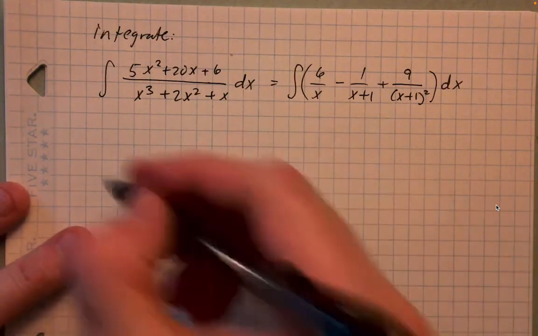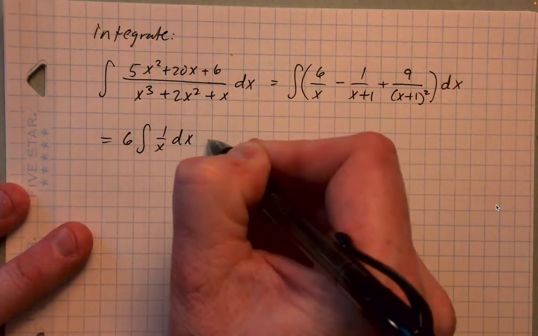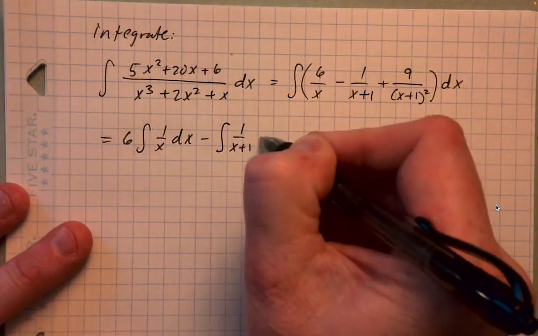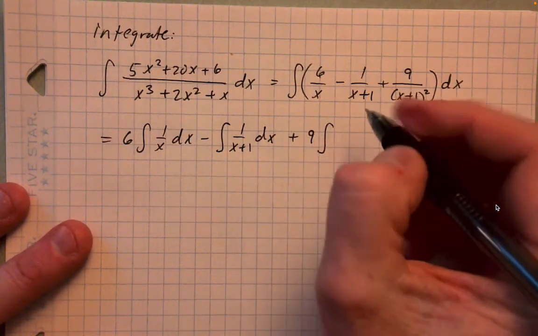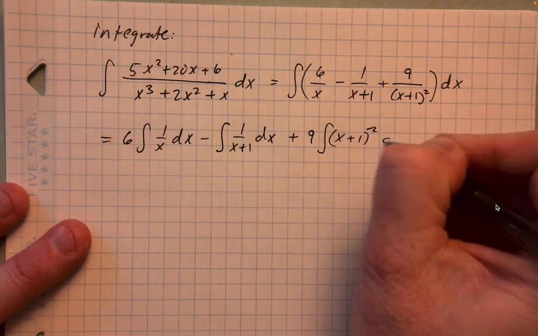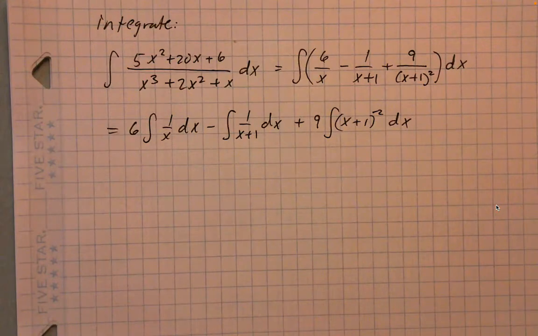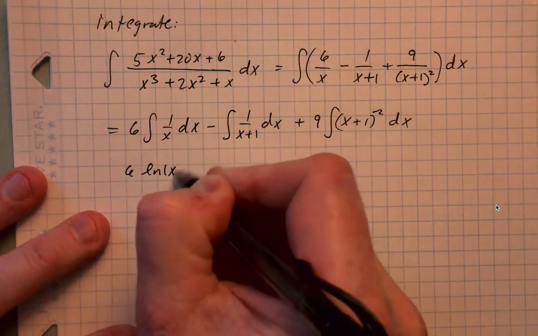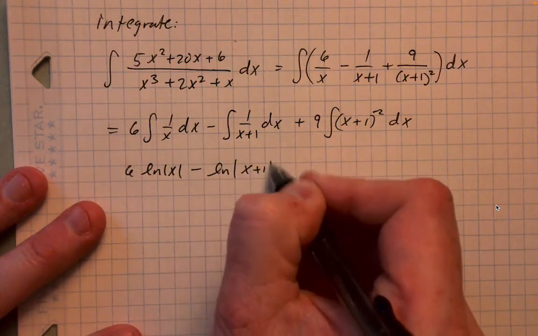We can break this all apart, and we get 6 times the integral of 1 over x dx minus the integral of 1 over x plus 1 dx plus 9 times the integral of, we'll write this as x plus 1 to the negative 2 dx. Okay, now all of these things can be quickly done, right? So this is 6 times the natural log of the absolute value of x minus the natural log of the absolute value of x plus 1.